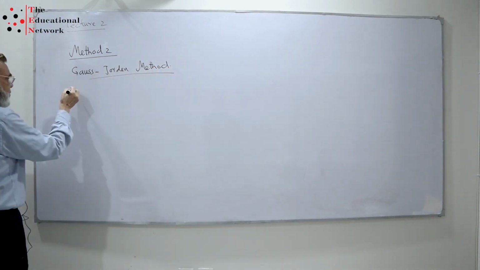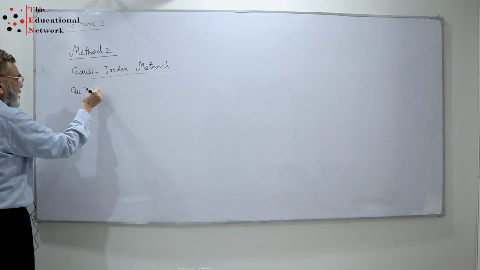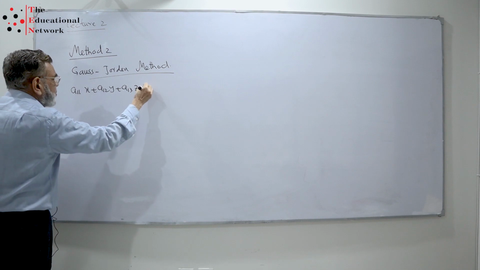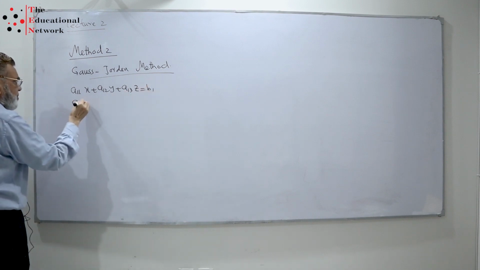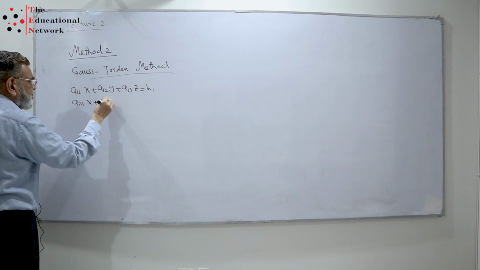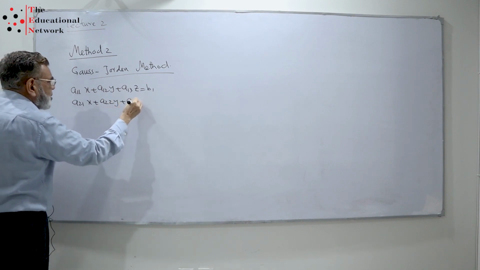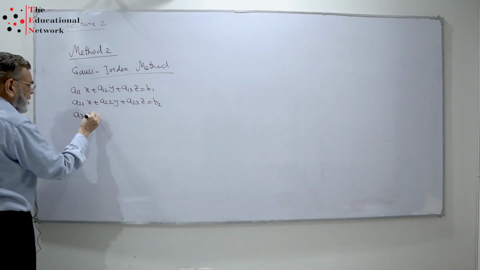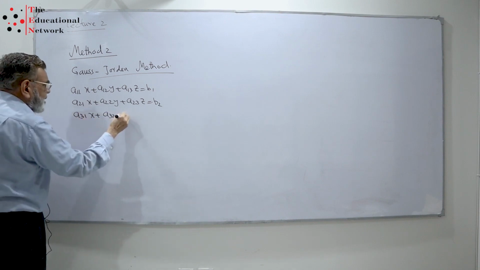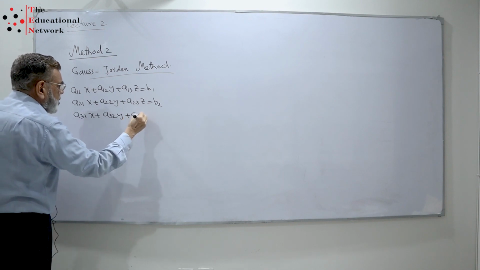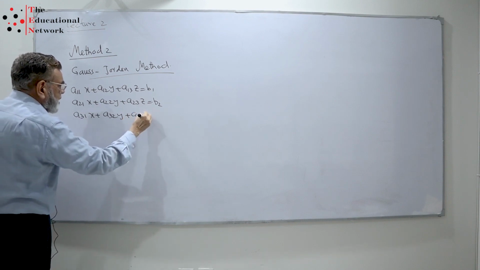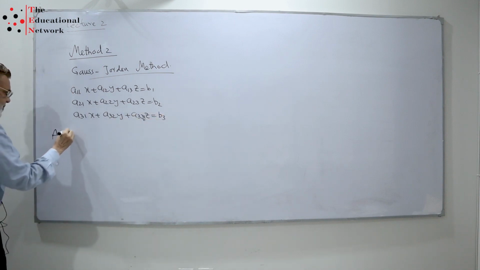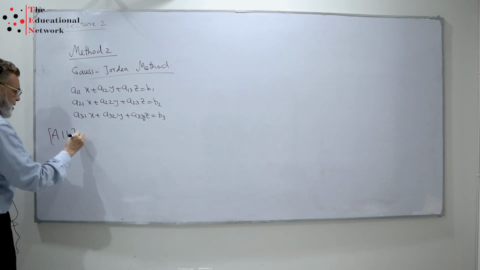So here we have the system of equations: A11 x plus A12 y plus A13 z equal to B1. We have A21, a general form. I'm just taking this to explain the method, and then we take an example. This is my second equation. And my third equation is A31 x plus A32 y plus A33 z. As I said, we will write the augmented matrix form for my system of equations. My augmented matrix form is A B. A is the matrix of coefficients, B is the matrix of constants.